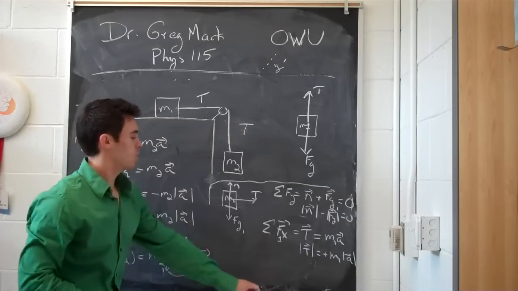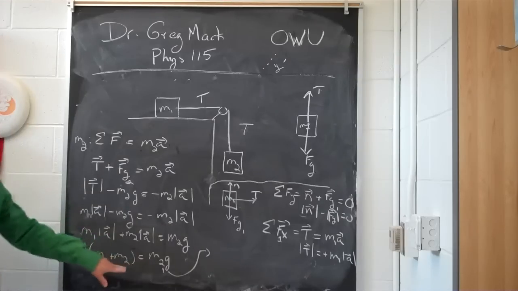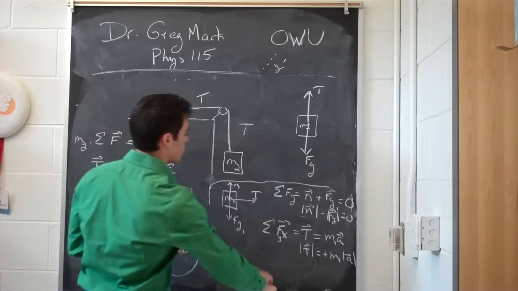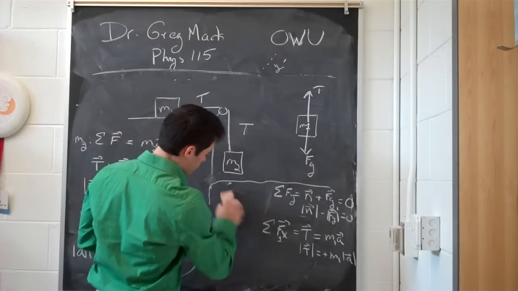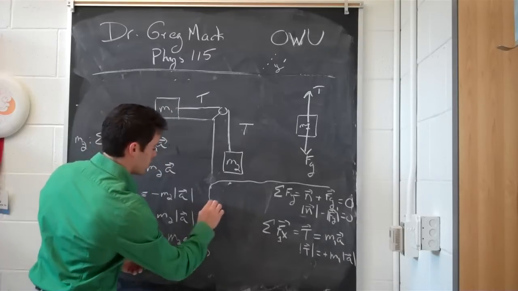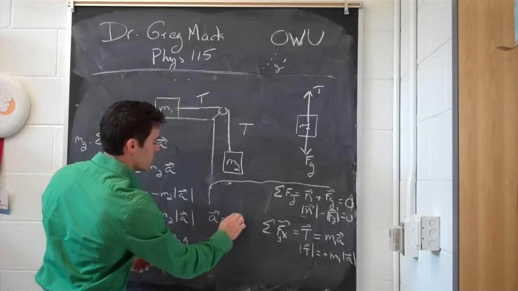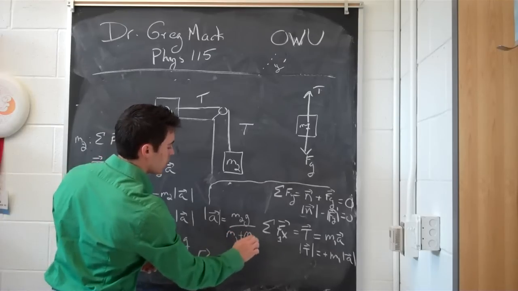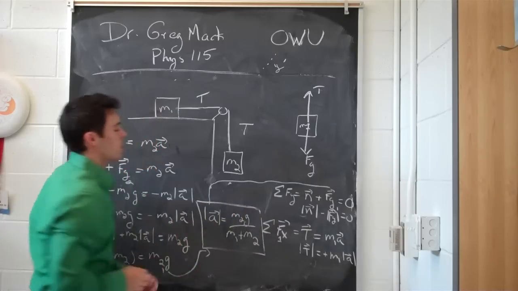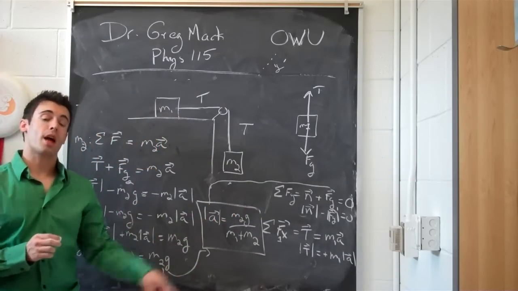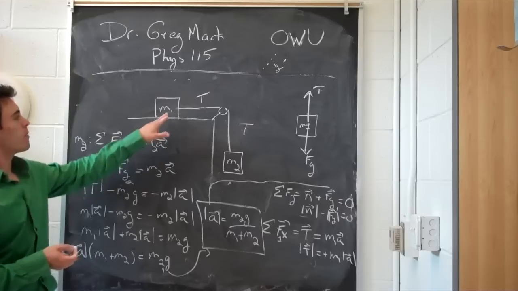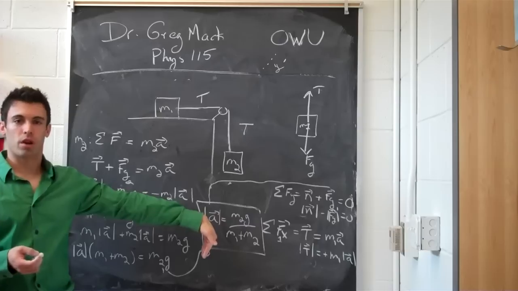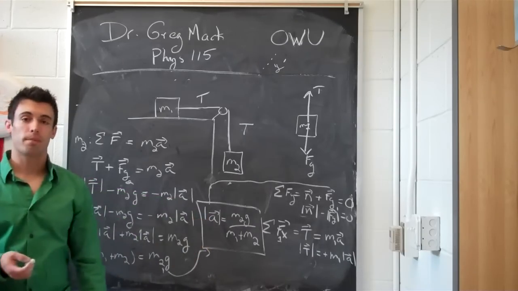And then M2G divided by this is going to give you your acceleration. So the final equation that you would be writing is that the acceleration is equal to M2G over M1 plus M2. So the number is the same for both mass 1 and mass 2, but the directions are different, because for mass 1 the acceleration is in the positive x direction, and for mass 2 it's in the negative y direction. But the magnitude is going to be the same.